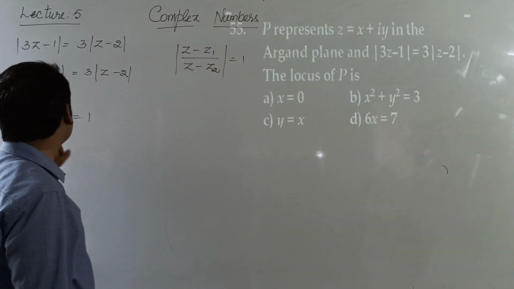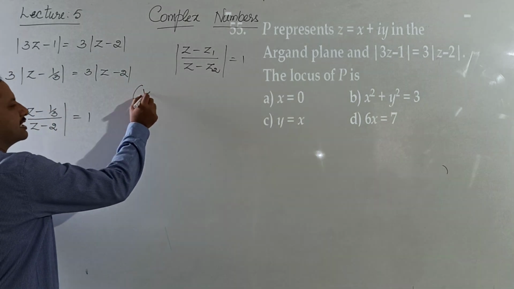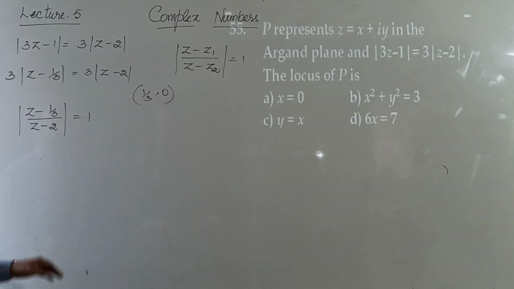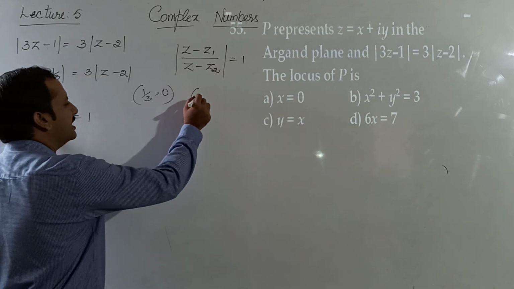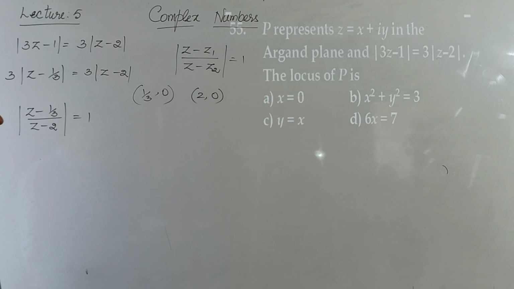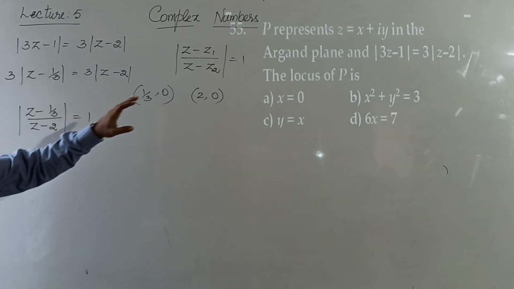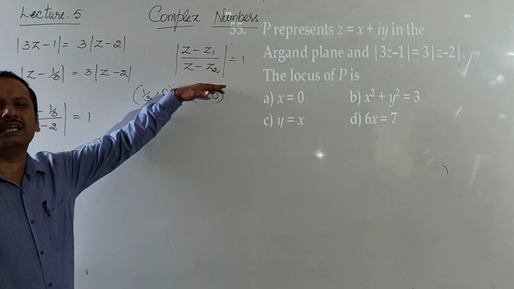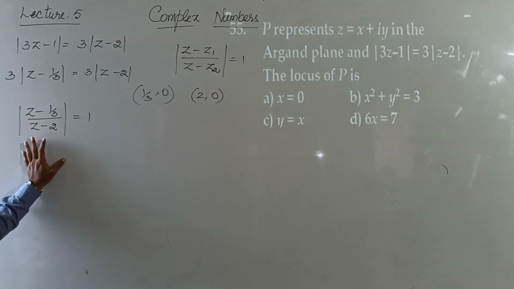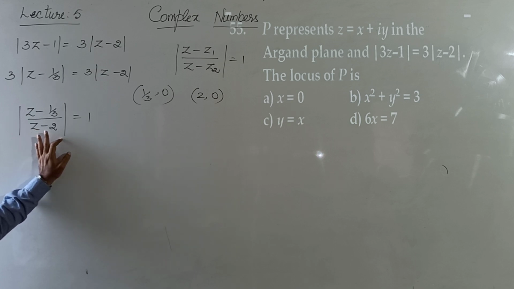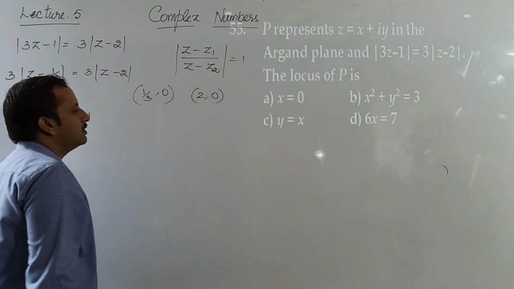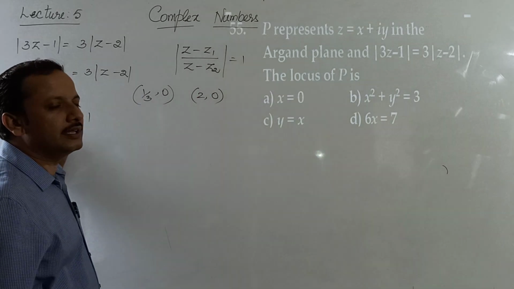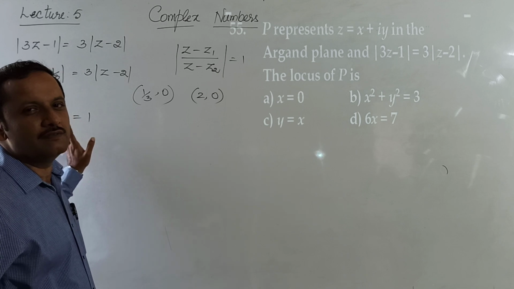Okay. So now in place of z1 we have 1 by 3. 1 by 3 means it is nothing but 1 by 3 comma 0. And in place of z2 we have 2. 2 is represented by the complex number 2 comma 0. So as we know, this represents the perpendicular bisector of the line joining 1 by 3 and 2. In other words, 1 by 3 comma 0 and 2 comma 0. Okay. So clearly by looking at it, you know that it is the perpendicular bisector, which is a straight line.